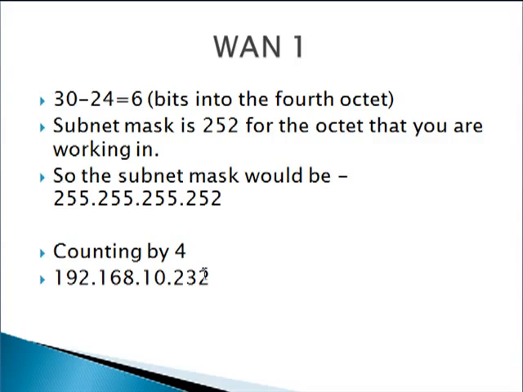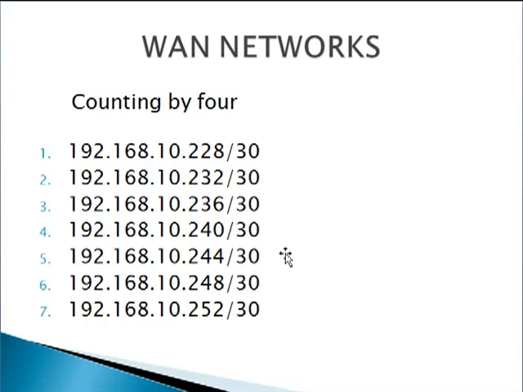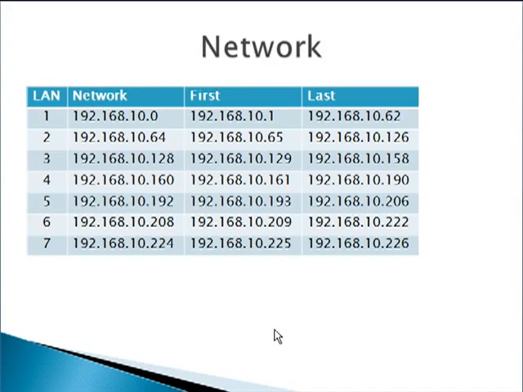30 minus 24 is 6 bits, so 252 will be our subnet mask for that particular octet, and counted by 4, our next one will start at 232. All of these will count by 4, so just 228, 232, 236, 240, 244, 248, 252. Those will be your 7 LAN addresses, or your WAN addresses, excuse me.